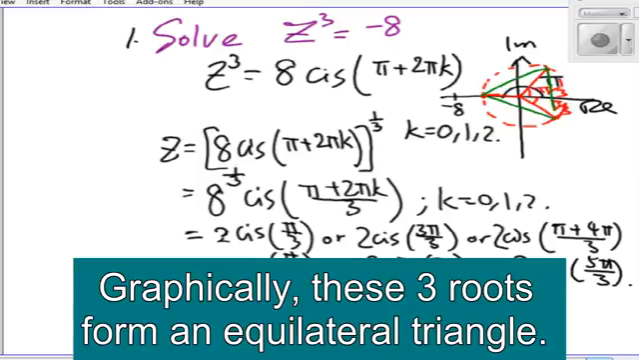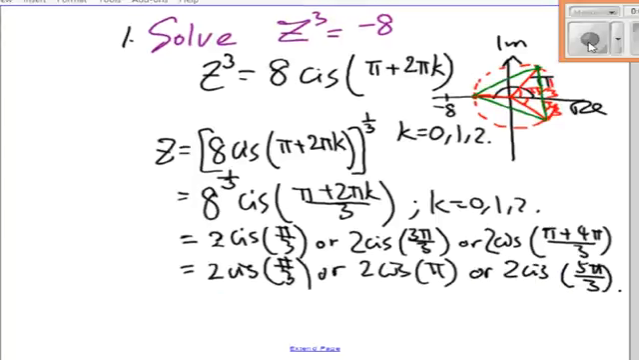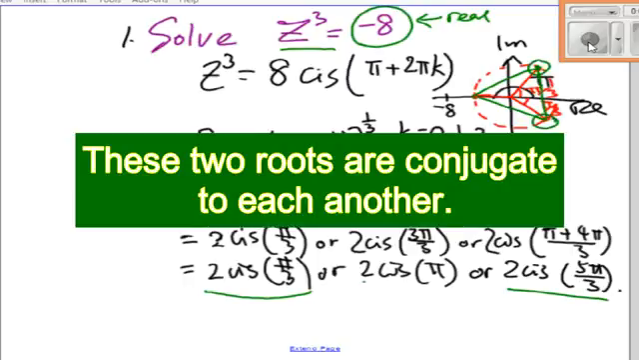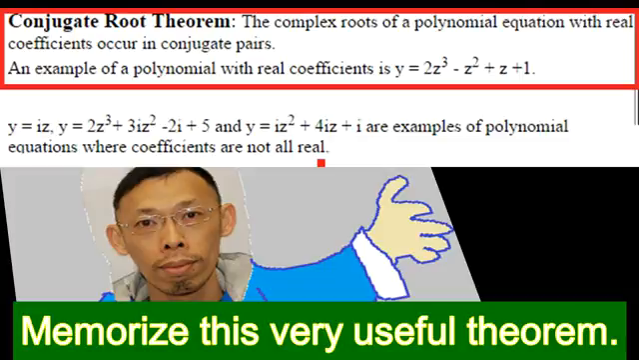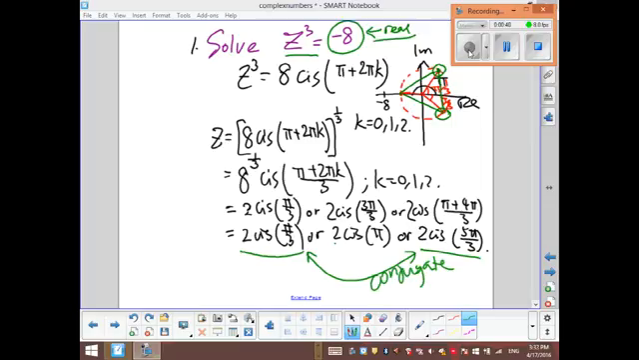So what I get is that this will form an equilateral triangle. Notice that when this complex polynomial is equal to a real number on the other side, then the roots at pi over 3 and 5 pi over 3 are actually called conjugate pairs. You get one complex root, then the other conjugate will also be a root of the polynomial.